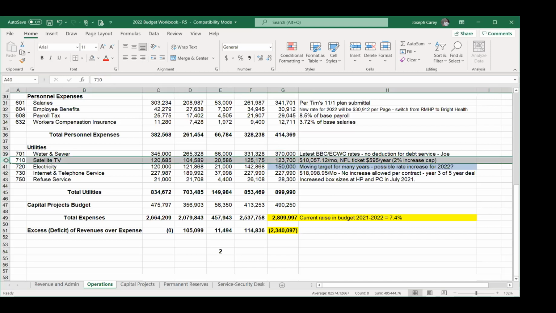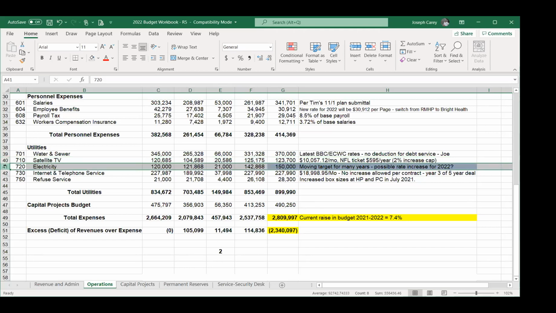Satellite TV. We have not been notified of a price increase. Am I correct, Lisa? Yep, we're good. So we kicked it up a little bit just in case they take advantage of the 2% increase cap. We've been at that same figure for quite a while now, haven't we?